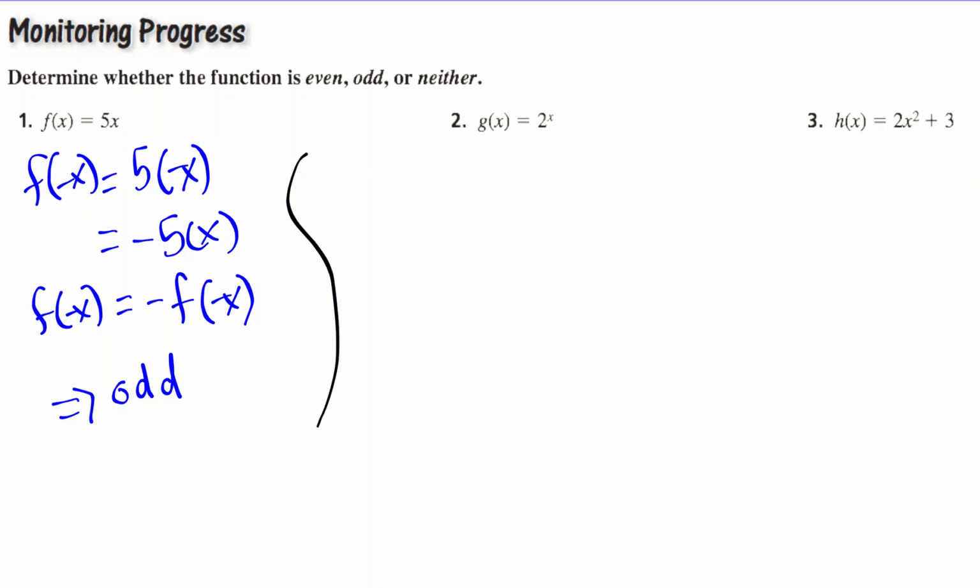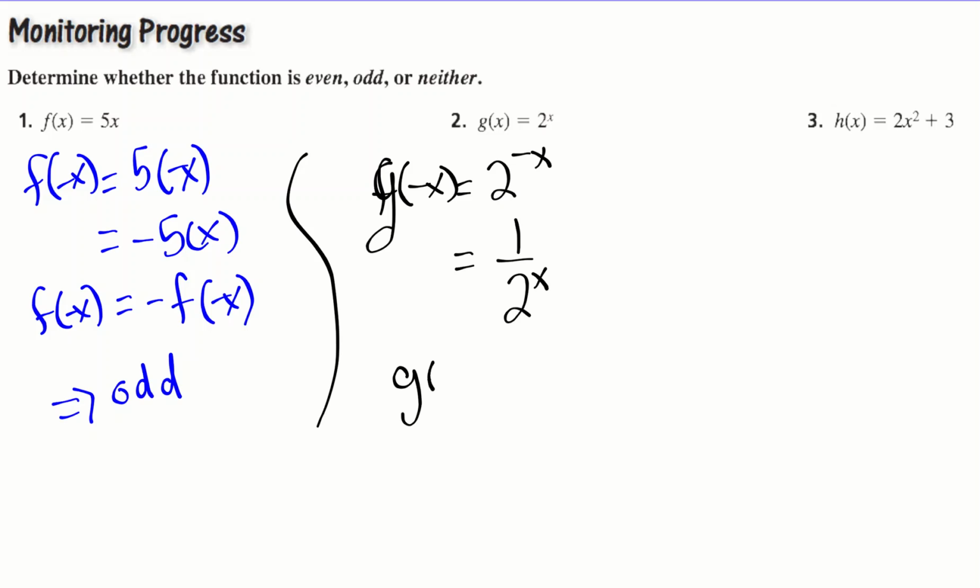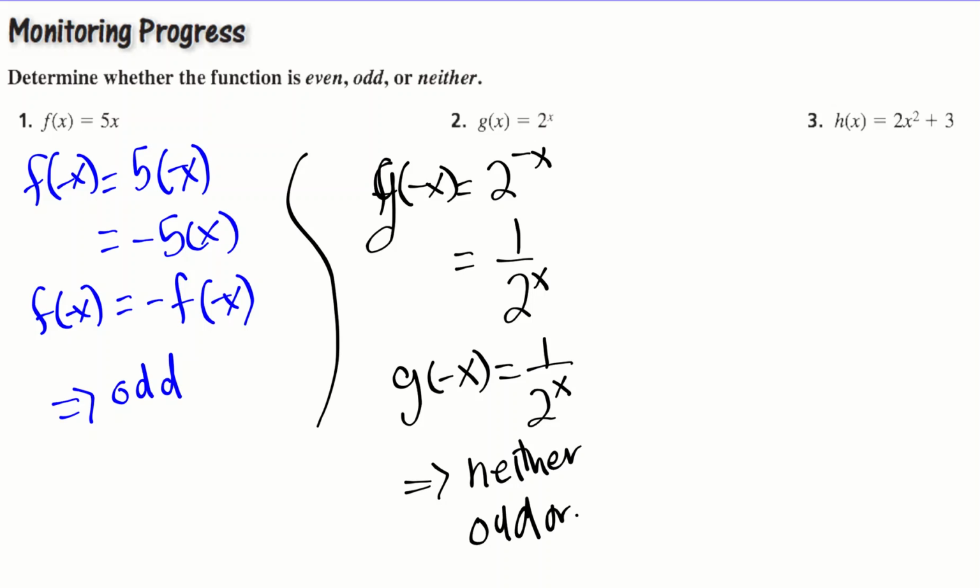Next one, let's substitute in a negative x. So we have g of negative x is equal to 2 to the power of negative x. A negative exponent, again, doesn't make the function negative. What it means is we have to write a fraction. So when we substitute in the negative x, we end up with 1 over 2 to the power of x. This implies that this is neither odd or even.